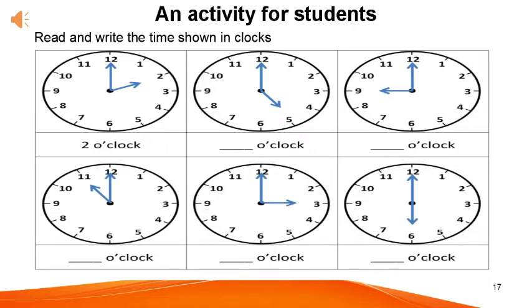In the fourth clock, the minute hand is at 12 and the hour hand is at 11. In the next clock, the minute hand is at 12 and the hour hand is at 3. In the last clock, the minute hand is at 12 and the hour hand is at 6.